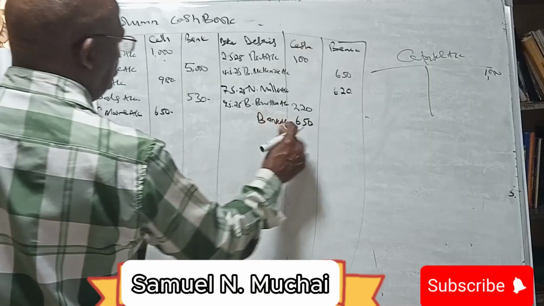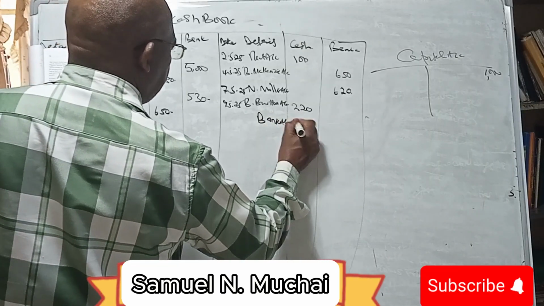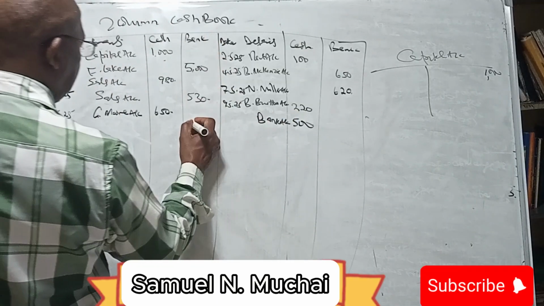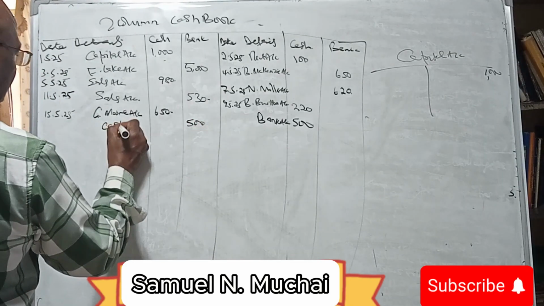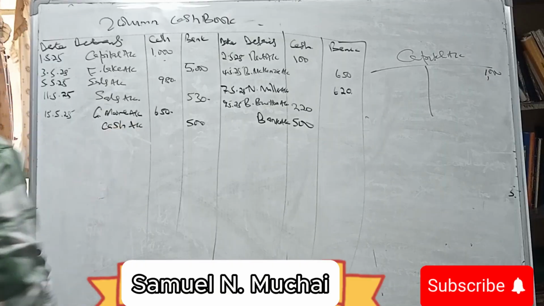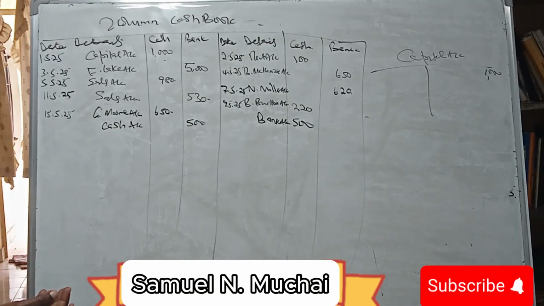Sorry, this should be 500. So our money in the bank increases with 500, and we say it is coming from cash. That's a very important entry, and it confuses students.